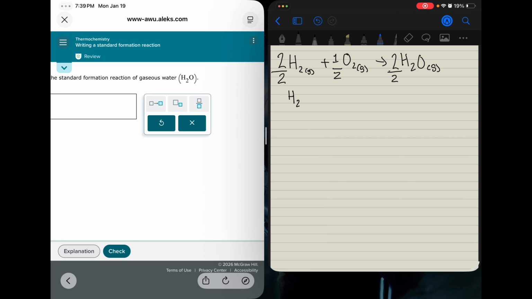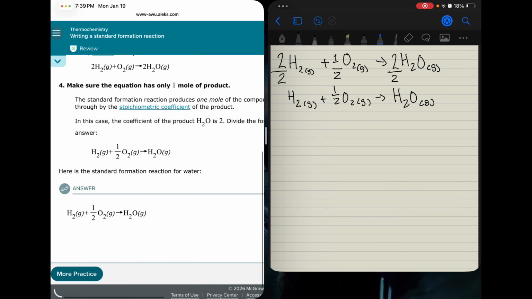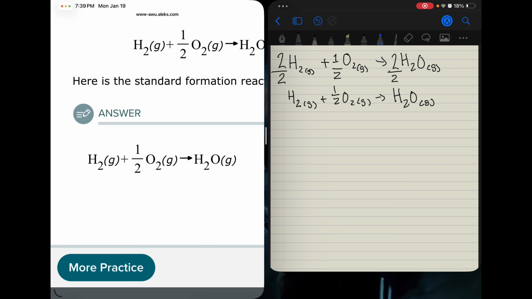So our answer will be H2 plus 1/2 O2, and it gives us H2O. And we're just here to see here that this is the answer that we got.